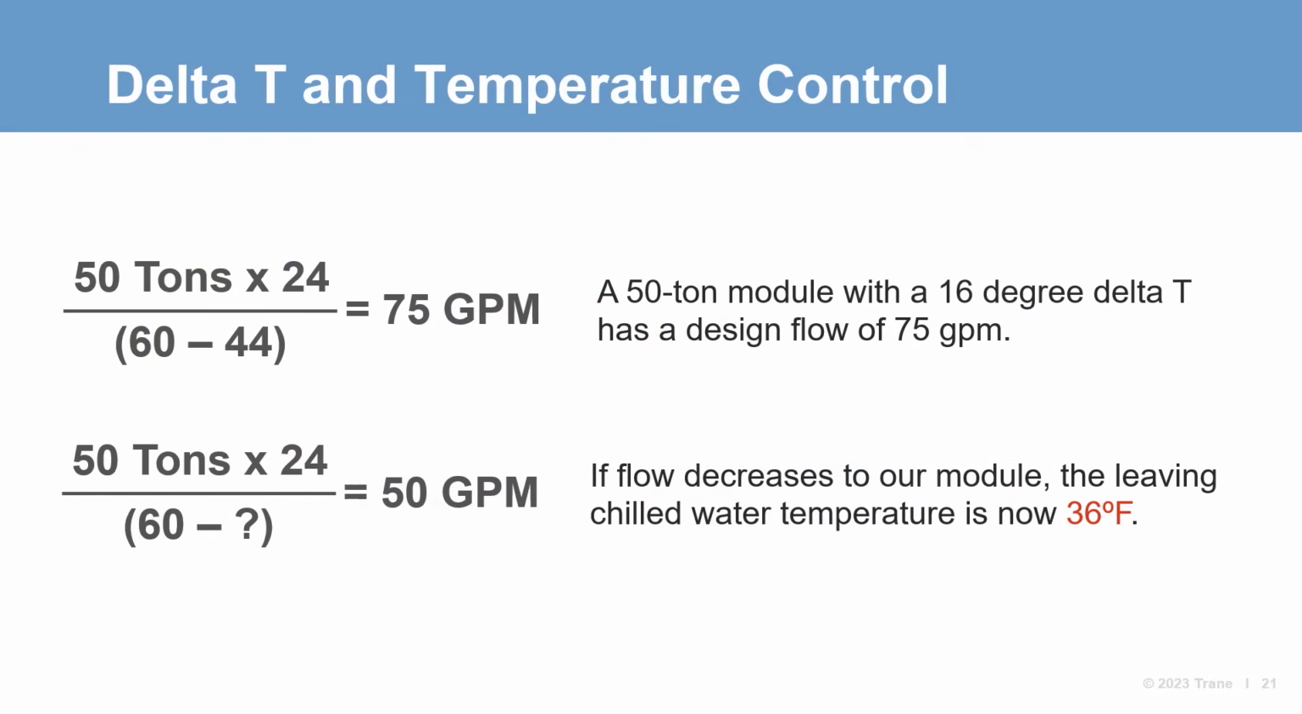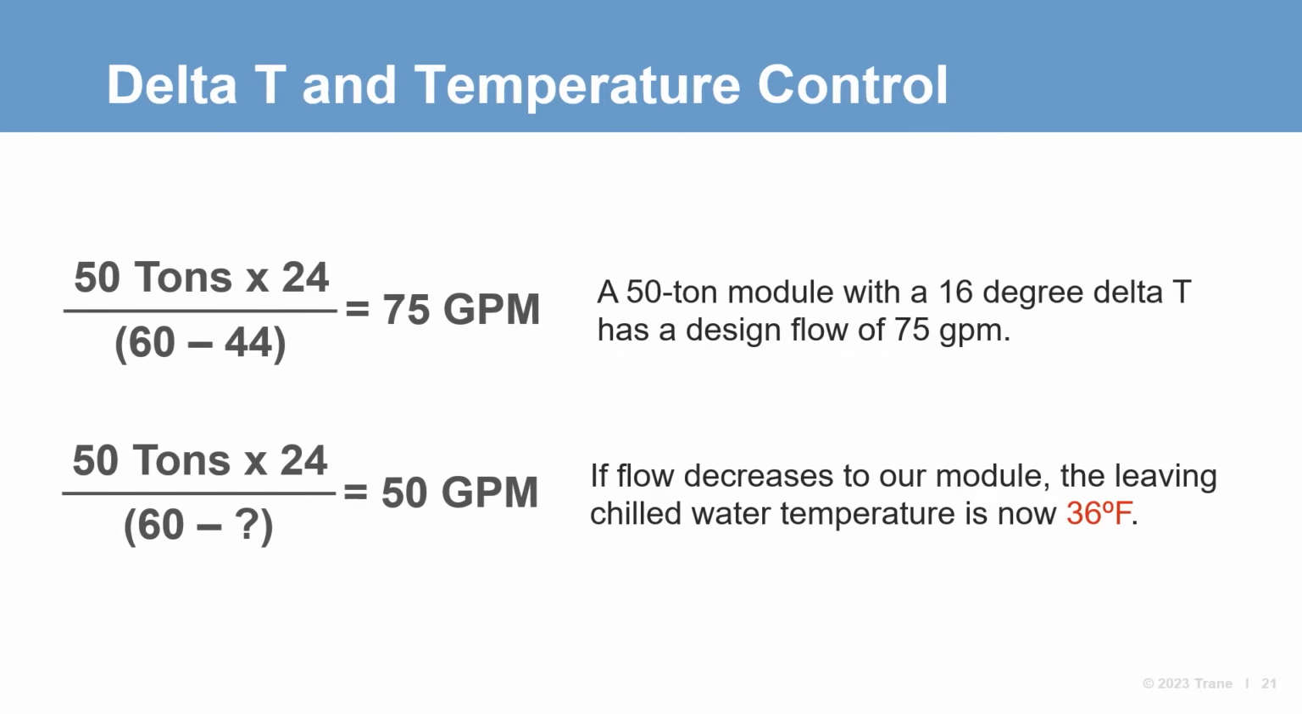If you have a constant entering chilled water temperature and you decrease flow, your leaving chilled water temperature will drop. Let's look at an example. Here we are using a 50-ton module. When the module gets 75 GPM in chilled water flow, the delta T is 16 degrees.